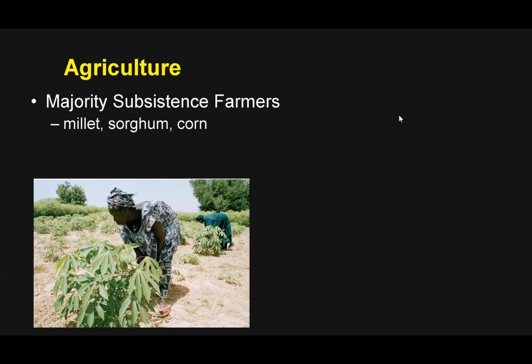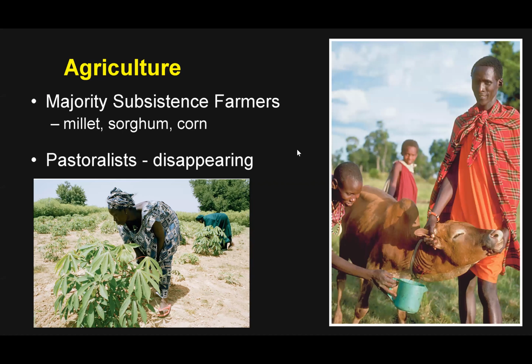In terms of agriculture, the majority are subsistence farmers, growing things like millet, sorghum, and corn. And there are pastoralists like the Maori people.